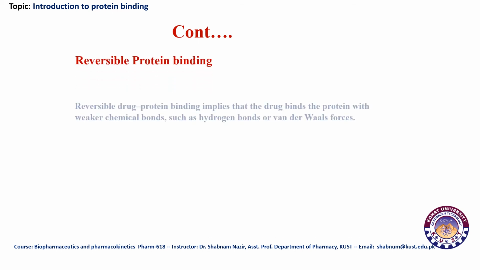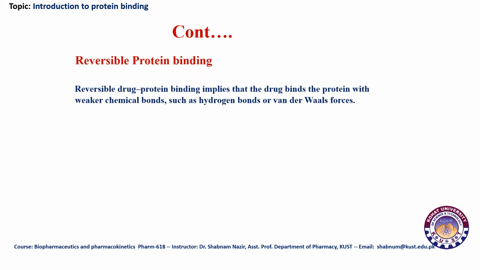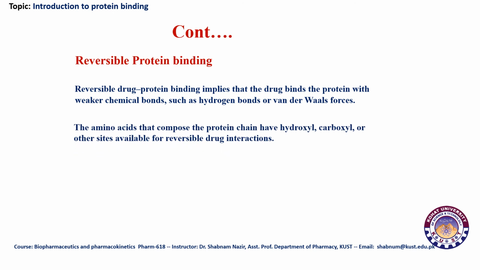So, reversible drug protein binding implies that the drug binds the proteins with weaker chemical bonds, such as hydrogen bonds or van der Waals forces. The amino acids that compose the protein chains have hydroxyl, carboxyl, or other sites available for reversible drug interactions. So, why do so many drugs prefer to undergo reversible protein binding, how is that possible?